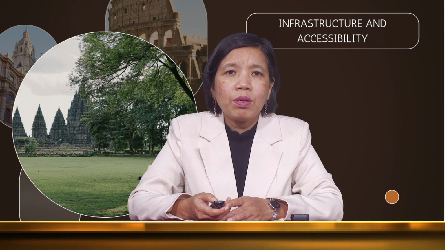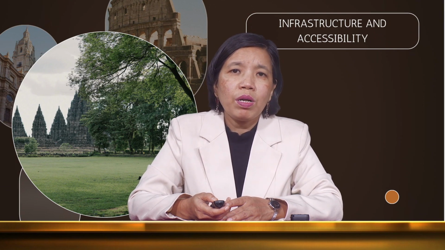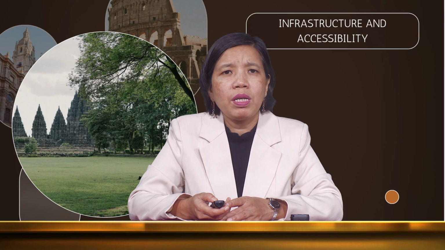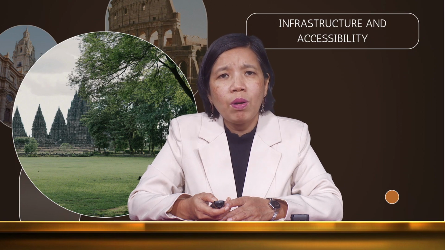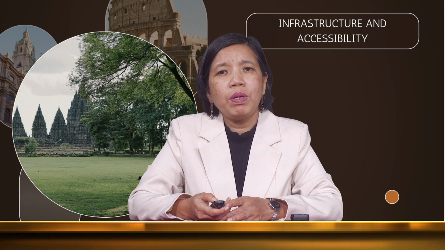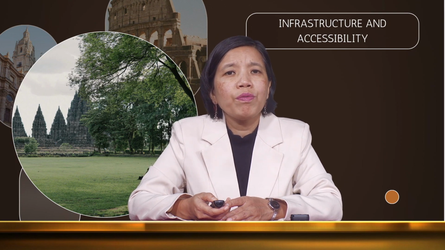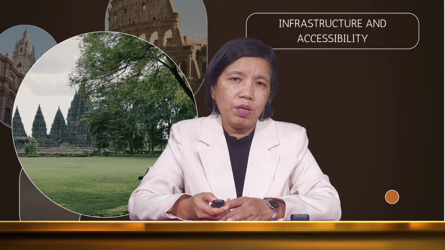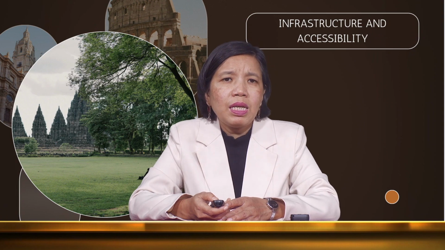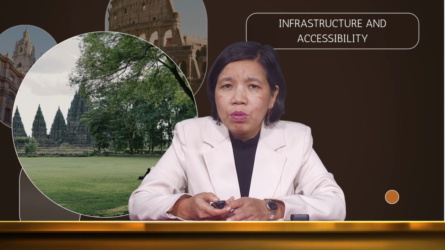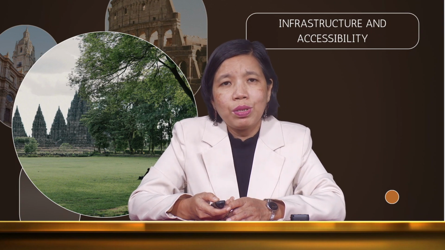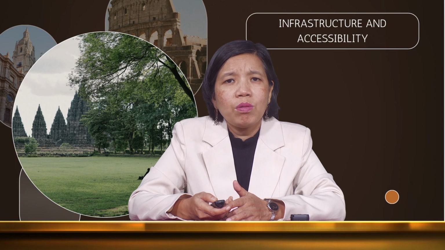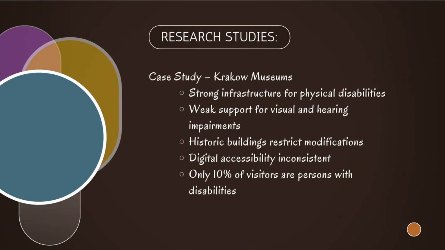Zygmunt Kruzek and co-authors in their research on the Krakow Museum have tried to examine how effectively museums in Krakow are adapted to meet the needs of people with disabilities within the broader framework of inclusive tourism and heritage accessibility. The study assesses 31 major and minor museums using surveys and evaluations of both physical infrastructure and digital accessibility. It focuses on different groups, including people with physical, visual, hearing, and cognitive impairments, as well as seniors and families.